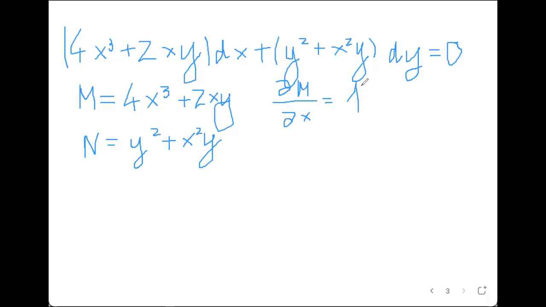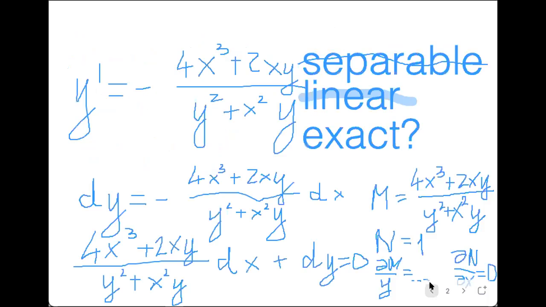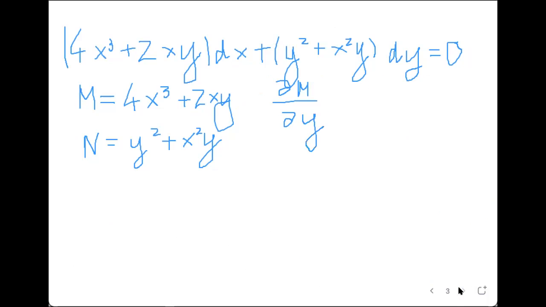Oh, but I applied the test wrong. You should have corrected me on that. So it's partial m over partial y. Let's see, did I write the test correctly on the previous page? Yeah, on the previous page I wrote it correctly. Partial m over partial y is equal to 2x. So the equation actually doesn't look like it's exact. Well, let's see, maybe the next one will be.